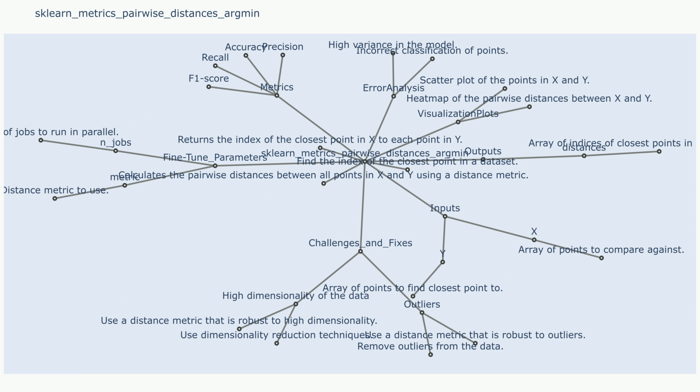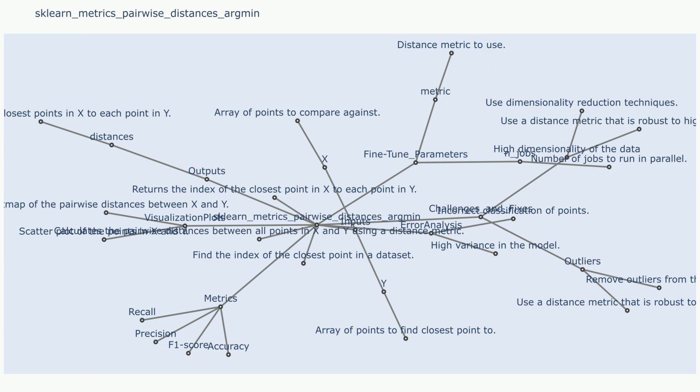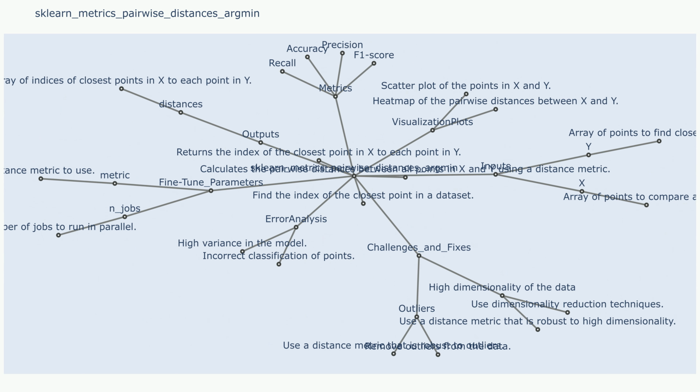Metrics: the function does not directly calculate any metrics, as its main purpose is to find the indices of the closest points. However, the chosen distance metric can be considered a metric of similarity between the query points and data points.